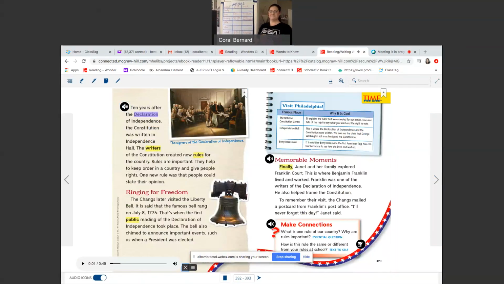"Ten years after the Declaration of Independence, the Constitution was written in Independence Hall. The writers of the Constitution created new rules for the country. Rules are important. They help to keep order in a country and give people rights. One new rule was that people could state their opinion." So I paused it after two words, I know, because writers is something that you already know. What is a writer? It's someone who writes something. Find writer right here at the bottom of your anchor chart. Writers, people who write.